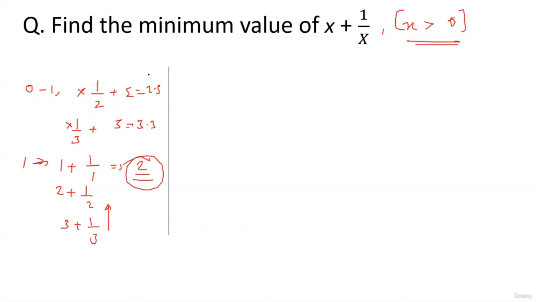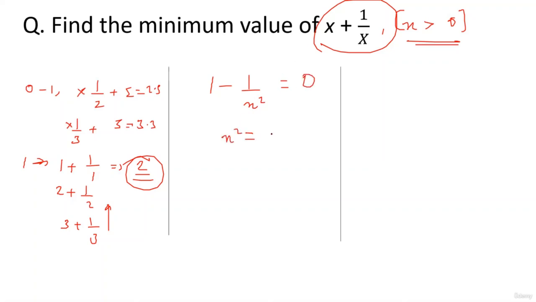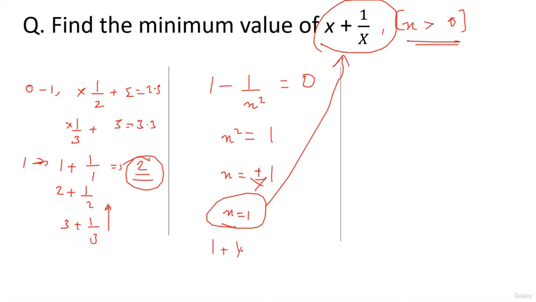Okay, if you're not convinced, you can use the second approach. There is something called as differentiation. You can differentiate this equation with respect to x. You will get 1 minus 1 upon x square. For maximum or minimum, set it equal to 0. x square will be equal to 1, so x will be plus or minus 1. The question says x is positive, so x can't be minus 1. x is only equal to 1. So what is the minimum value? You resubstitute. You will get 1 plus 1 upon 1 equals 2.